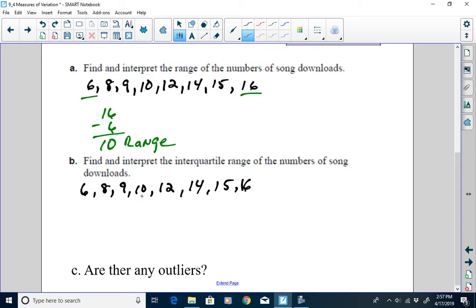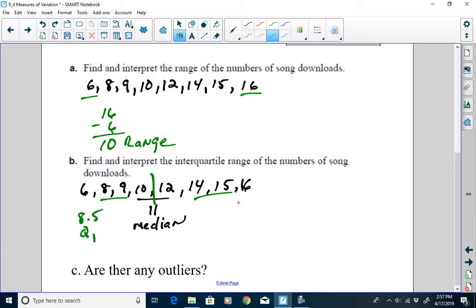I start by taking a look at my two middle numbers. Two middle numbers are 10 and 12. Add them together and divide by 2, and I get a median of 11. But that median splits the data, right, in half. So I have the lower half and upper half. To find my Q1, right, which is what we need to find the interquartile range, I need my Q1 and my Q3. I have to add 8 and 9 together, divide that by 2. I get 8.5 for my Q1.